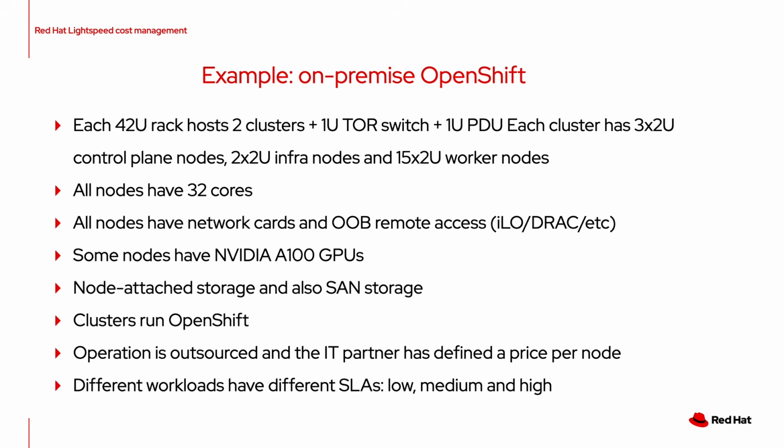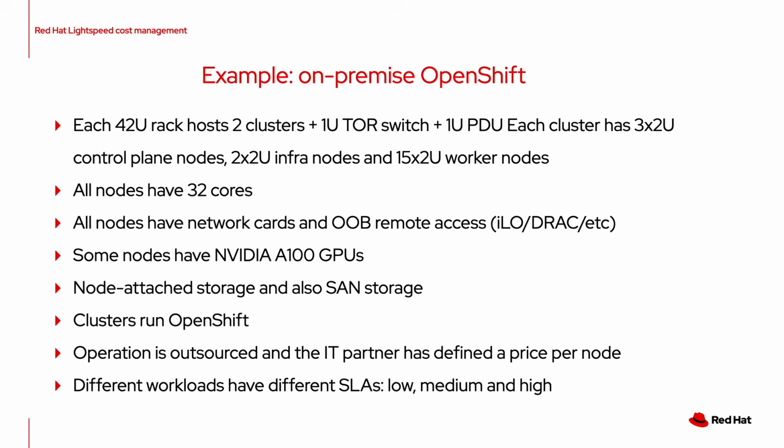Let's see this real world example. Let's say I have 2 clusters per rack in my data center. Each rack has a top of the rack switch and a PDU. And then each one of the 2 clusters has 3 control plane nodes, 2 infra nodes, and 15 worker nodes. For the purpose of this example, all the nodes, be it control plane or worker, have 32 cores per node. And all of them have network cards, and they have out-of-band remote access like iLO from HP or DRAC from Dell or others. In some nodes, they have GPUs, like NVIDIA A100, for instance.